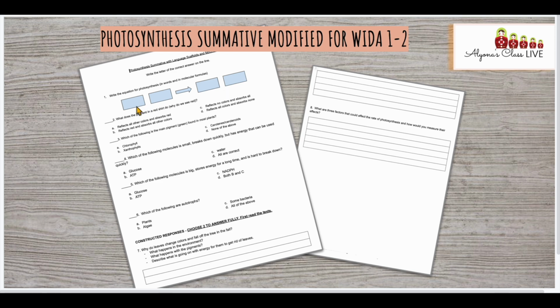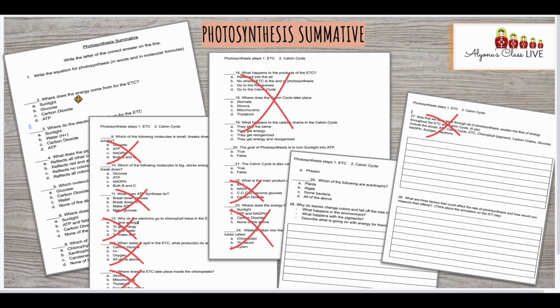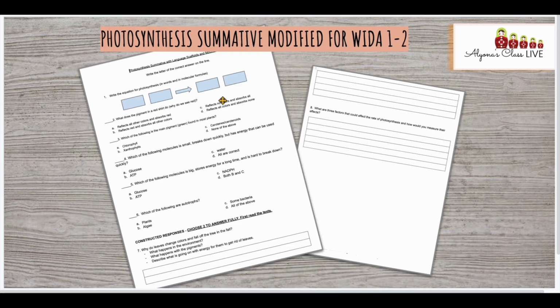For question 1, as you can see here, I put boxes because remember, I had practiced with my students using cards and boxes on the slides. This question says write the equation for photosynthesis using words and molecular formula. As you can see here on the original copy, it is blank. But for my modified version, I wanted to give my students something to lean on so they can actually focus on the what of the formula and not the how.